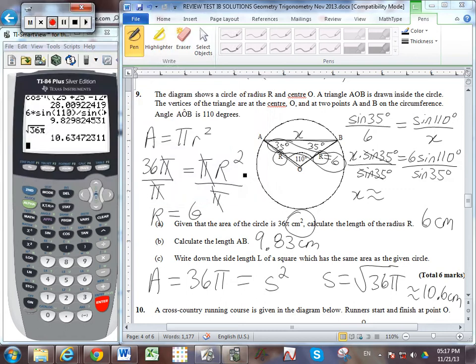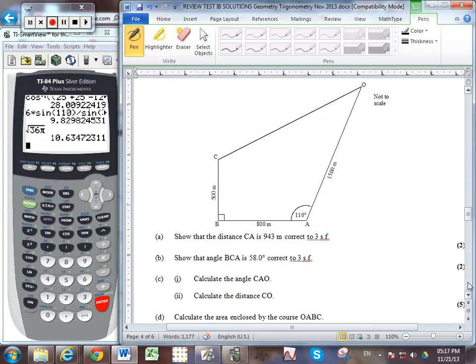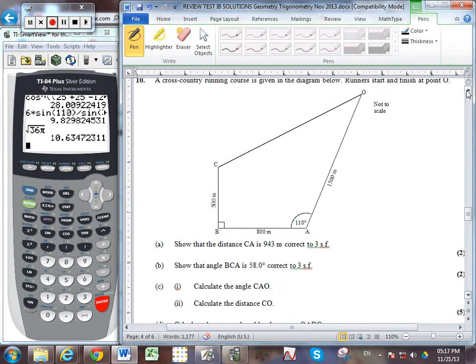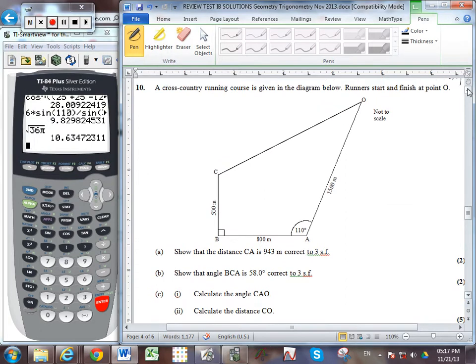Okay, moving on then to number 10. A cross-country running course is given in this diagram. We have to show that the distance CA is 943 meters. So show that. So let's ignore the answer. We're not going to use it in our solution.